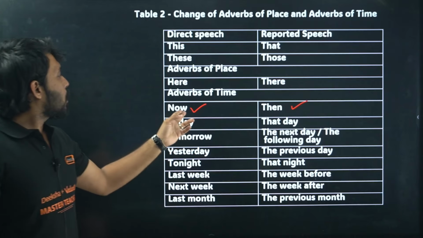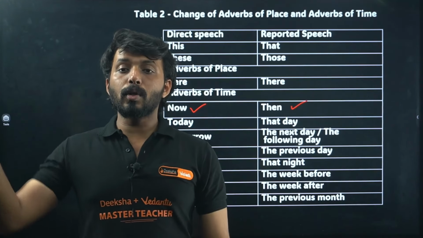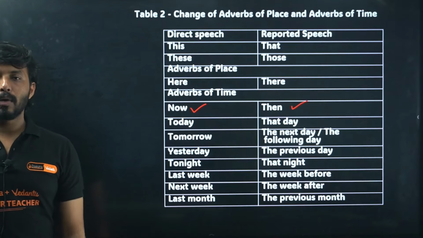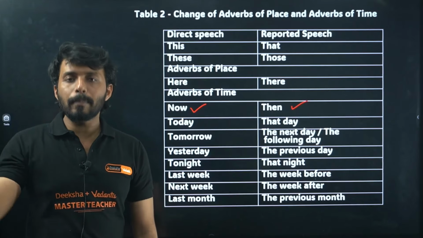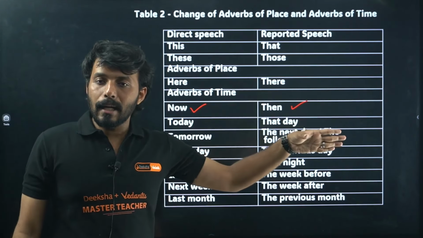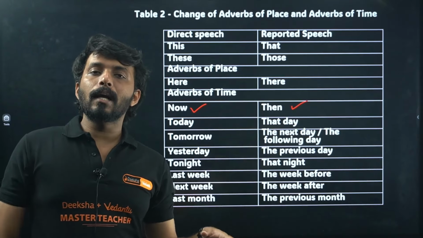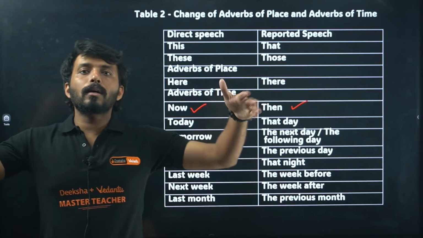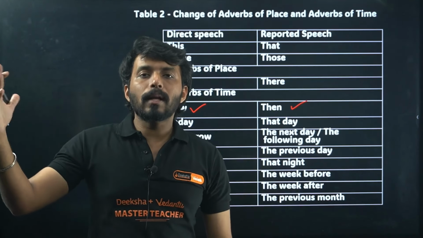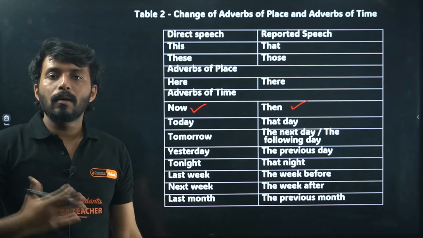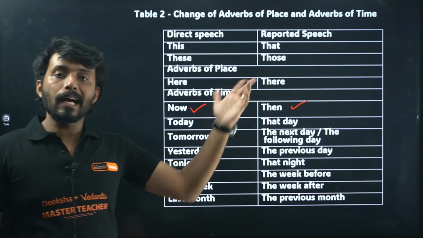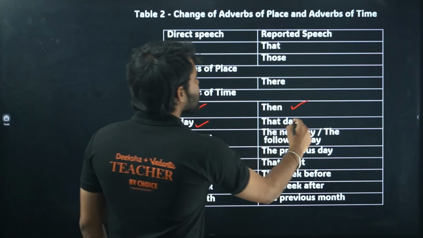So the principal said, "Come to the office now." How do I report it? The principal commanded me to come to the office then. This is how I report it, because the action is already complete. Moving on. Today becomes that day. Why does today become that day? Because somebody would have said this in direct speech someday. We do not know what day. But when reporting, you may report this action either the next day or the next week also. So that is why you use that day. So today becomes that day.